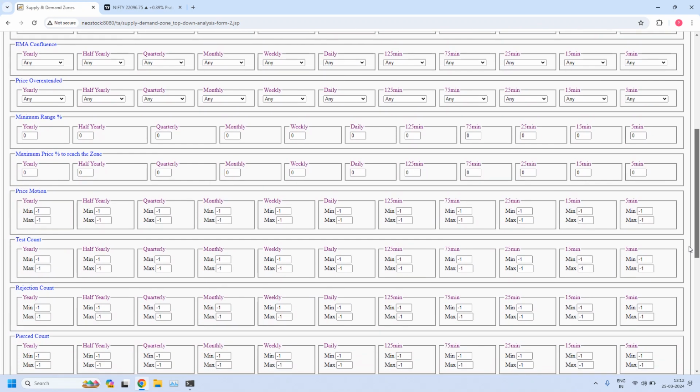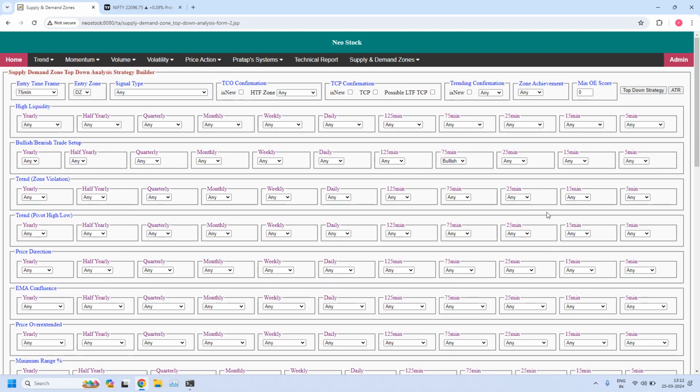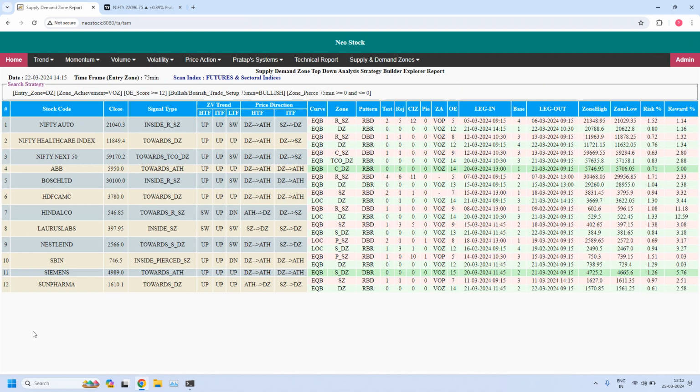Look at the last parameter on this page, pierced count. At the 75 minutes time frame, I am going to set minimum value 0 and maximum value 0, which indicates the zone is not pierced. In the zone achievement parameter, let us select the value VOZ, violated opposing zone. And the minimum odd enhancer score for bullish or bearish trade setup should be 12. Now let us filter the stocks. 12 stocks are filtered which are supporting the bullish trade setup and satisfying the conditions we have given.